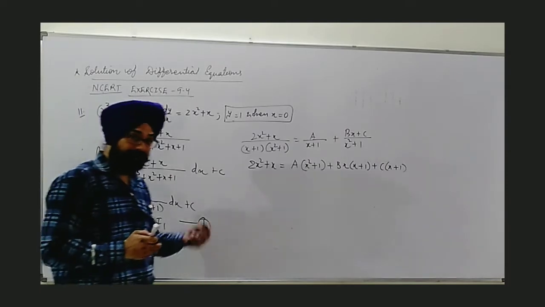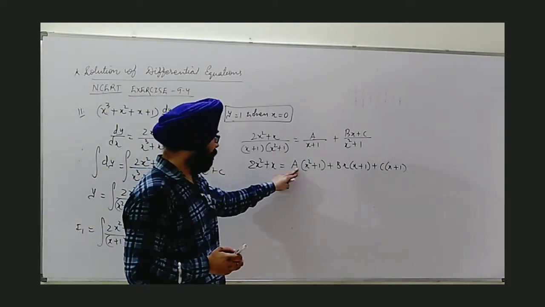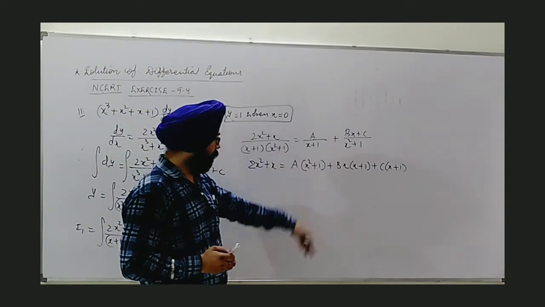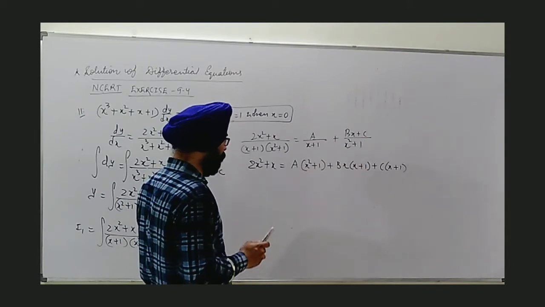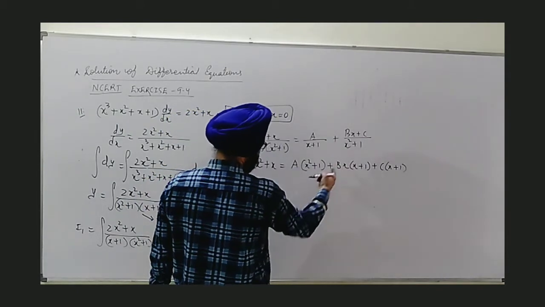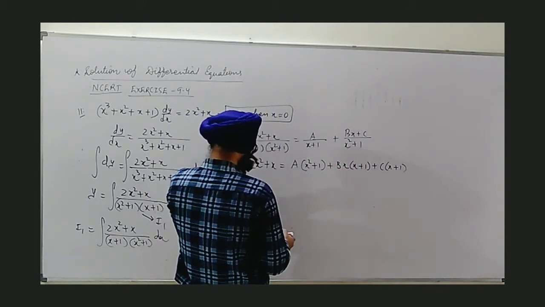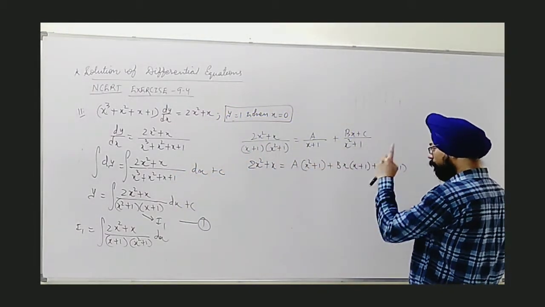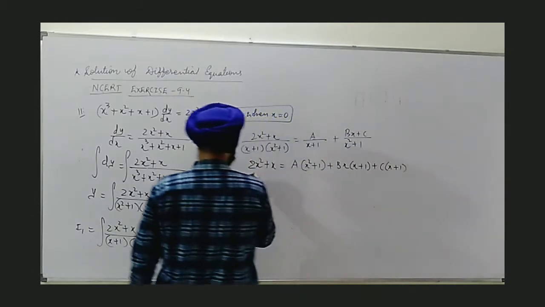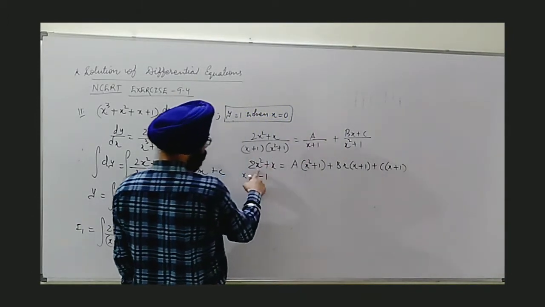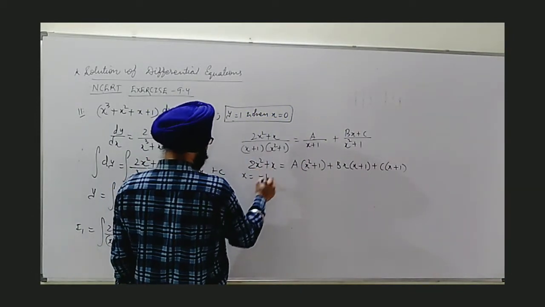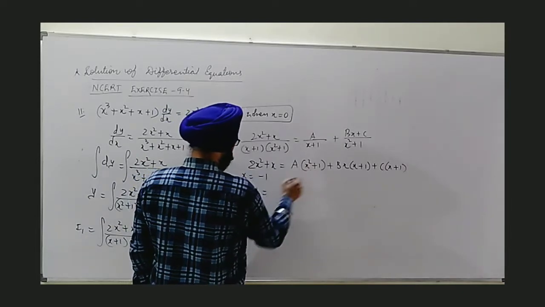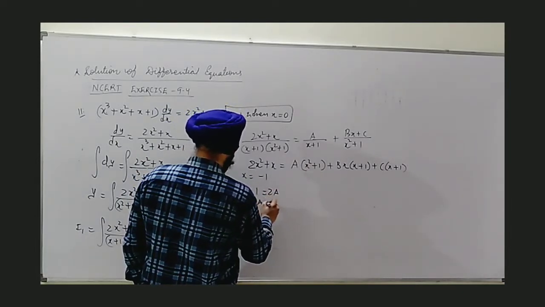Now, again by hit and trial we will find the values. This cannot be made 0, so we will try for b and c. If I take x equal to 0, x equal to 0 will make only this term 0. So we will begin with x equal to minus 1. So it becomes 2 times minus 1 square minus 1, which is equal to 2a. So we get a equal to 1 upon 2.